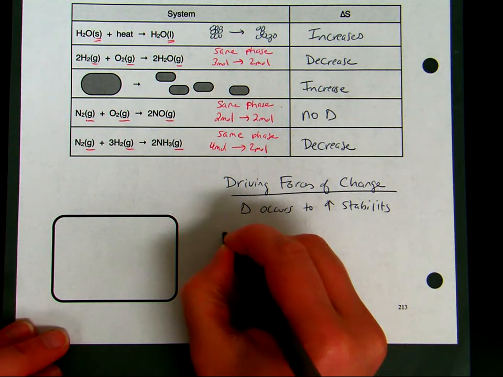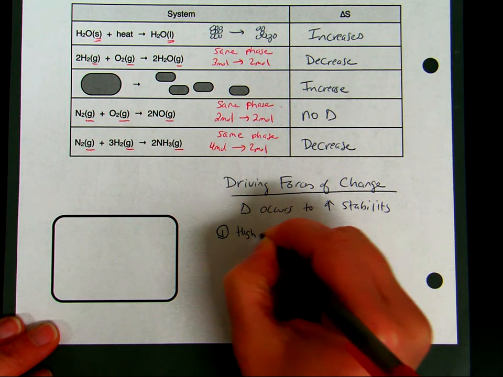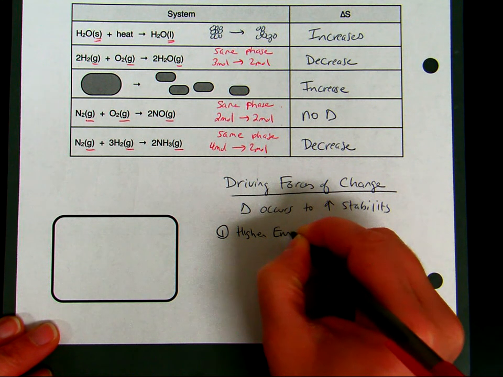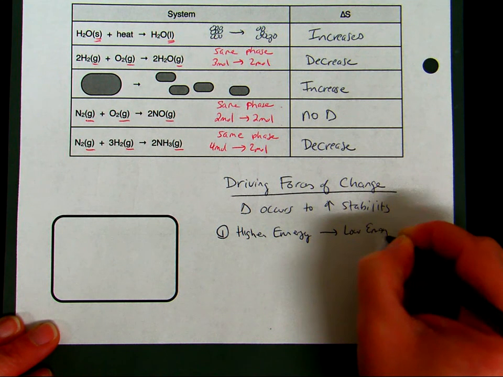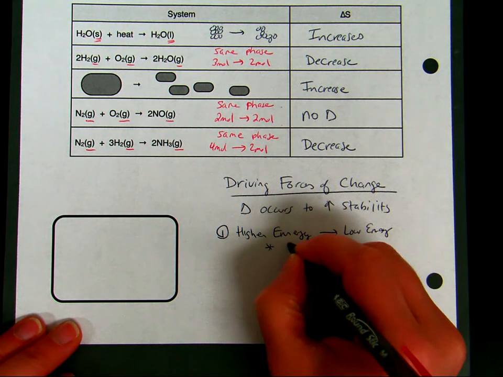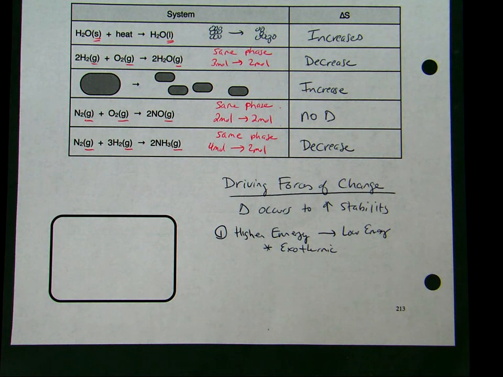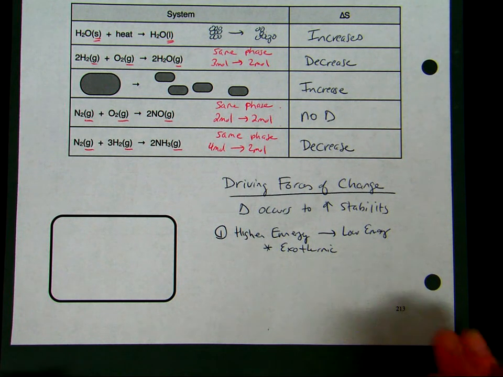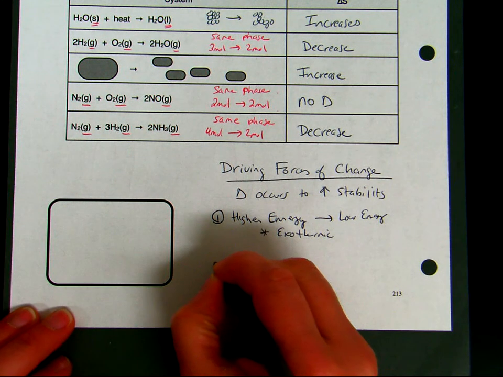So the first reason a change will occur is because it will go from a higher energy system to a lower energy system. The less energy present in the system, the more stable. So that means some processes occur because they are exothermic in nature. The products have less energy than the reactants. That is one reason. But you also know that there are naturally occurring endothermic processes that occur.